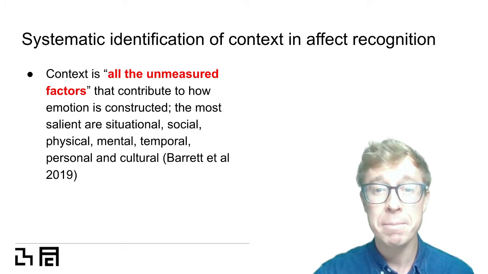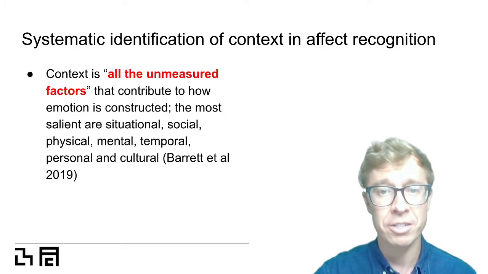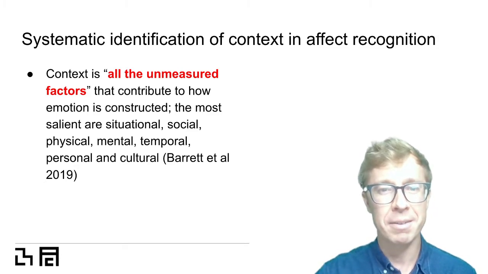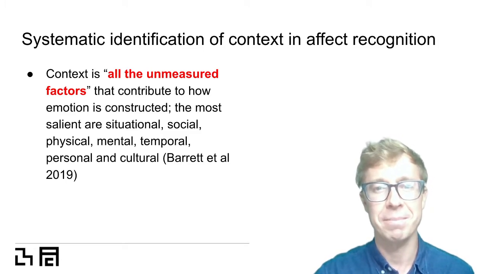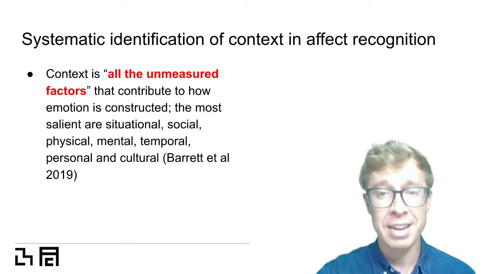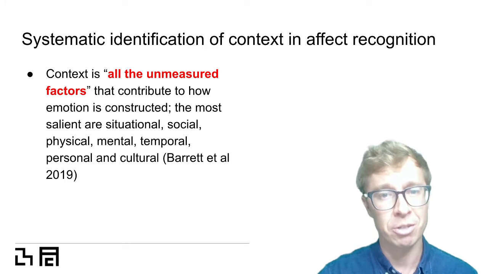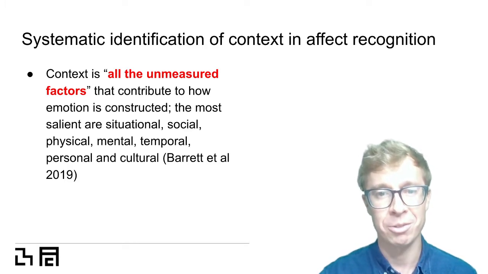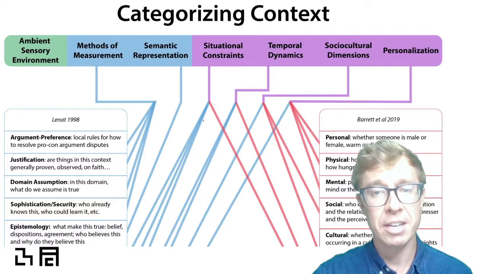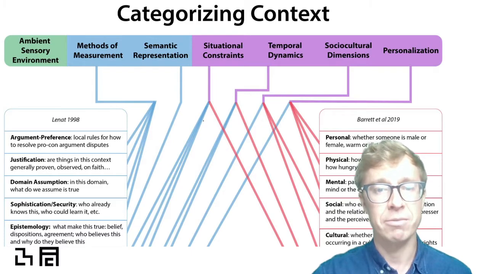In a 2019 paper by Lisa Feldman Barrett and co-authors, context is first described as all the unmeasured factors, which is a bit problematic. Measuring something shouldn't define whether something is relevant context or not. The authors do, though, go on to provide examples of the most salient factors that tend to not be measured. These are situational, social, physical, mental, temporal, personal, and cultural. And based on these 2 papers, we propose 7 useful dimensions of context for considering in automated affect recognition.